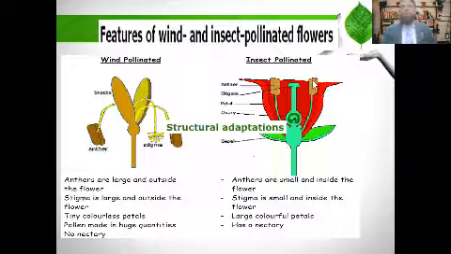And what are the characteristics of the insect pollinated flowers? As you can see in the diagram, the anthers are small and inside the flower, and the stigma is small inside the flower, and large colorful petals are there, and it has nectaries. Just because of these characteristics, insects are attracted towards the flower.